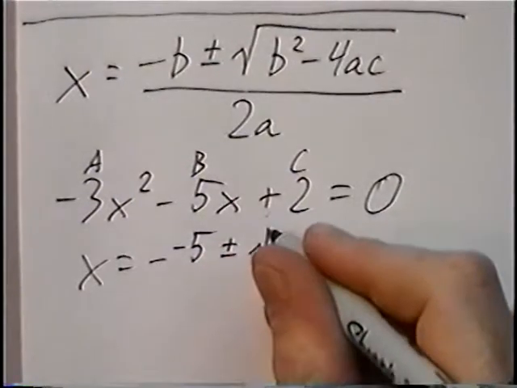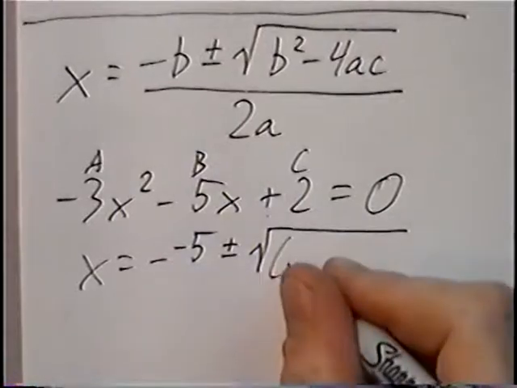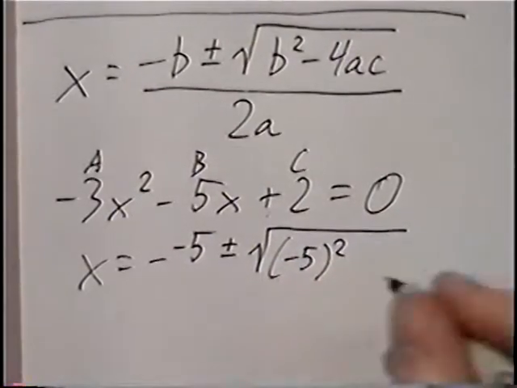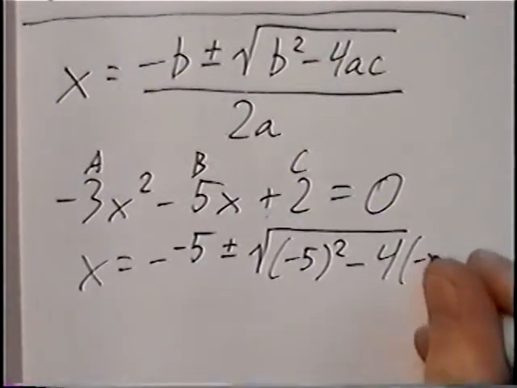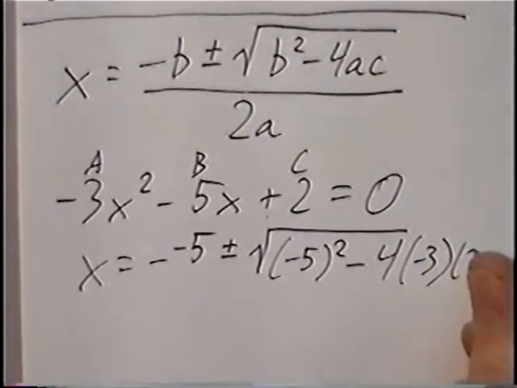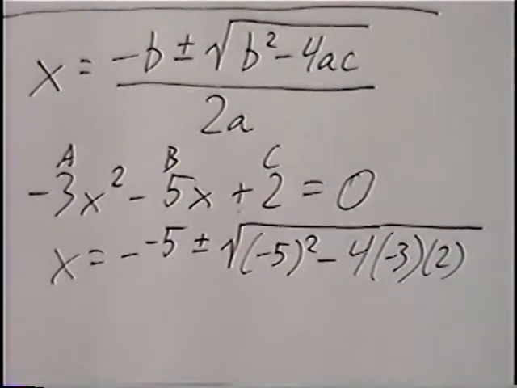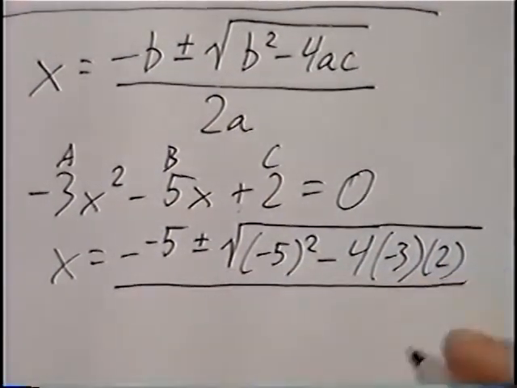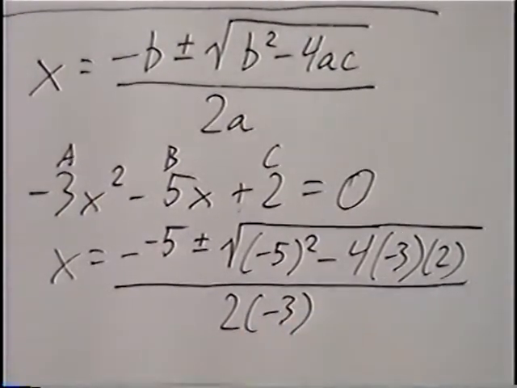Plus or minus the square root of b squared, b is negative 5 squared, minus 4 times a, which is negative 3, and times c, which is 2, all divided by 2 times a, which would be 2 times negative 3.